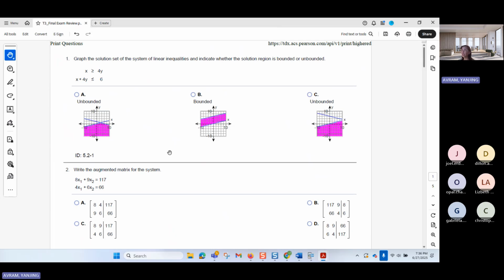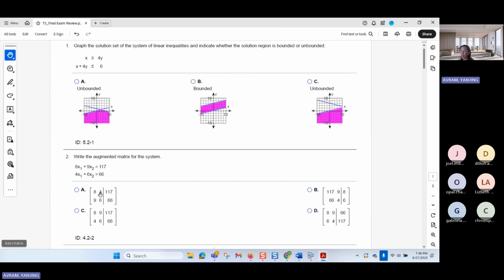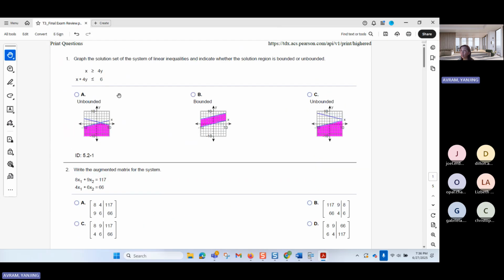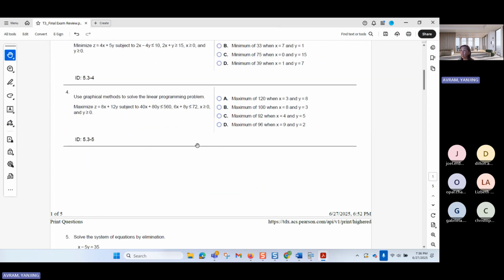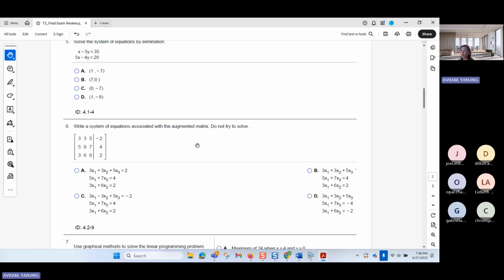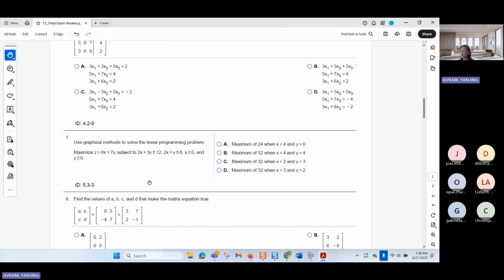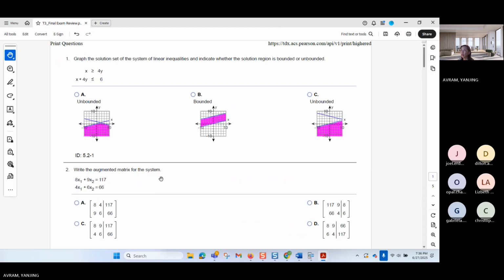Chapter 5 here is the graphing. Okay, so the graphing in here is basically very similar, very connected to the chapter 4, right? You also need to be able to solve the equation and then graph them. All right, you can use the calculator to help you graph it if you really want to. All right, but you still need to be able to choose the correct answer, right?